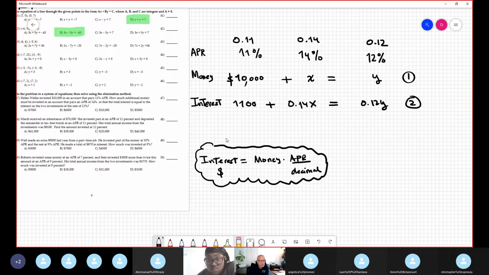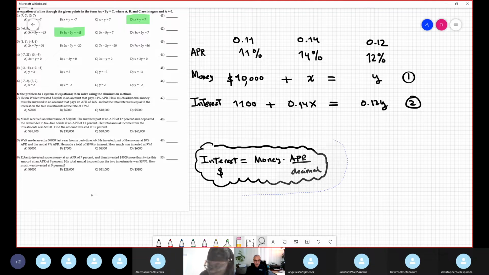The reason this is equal is because of the last sentence: such that the total interest is equal. This indicates equality. So you split the money in two accounts, the 11% and the 14%. For sure, in the 11%, I deposited 10,000, and in the 14%, I have no idea. But you earn the same interest as if you take the total money and deposit it in the 12% account. This is the idea. You follow me?